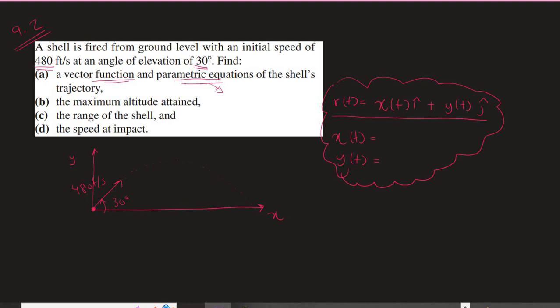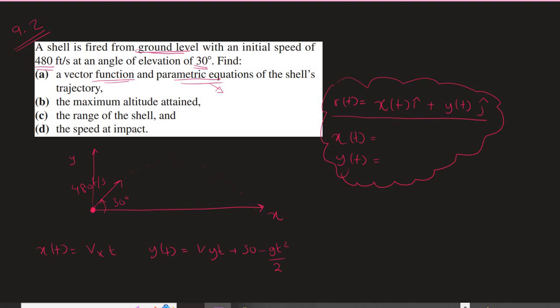To find x of t, the formula is vx t, and to find y of t, the formula is vy t plus s0, which is the initial height that the shell was thrown at. Here it was thrown from ground level, so this will be 0. And then negative g t squared divided by 2. So this is the formula that we're using.